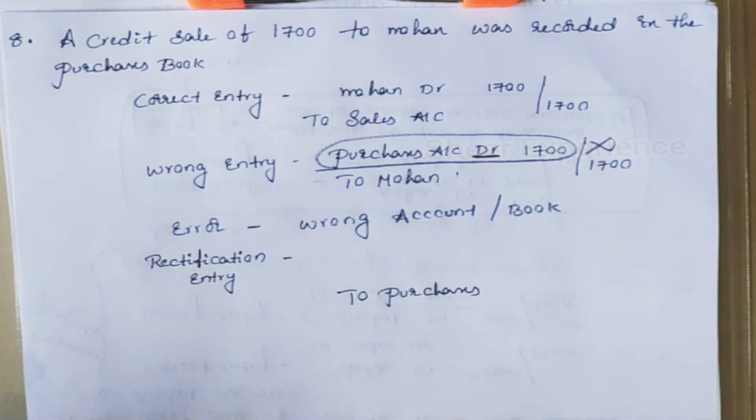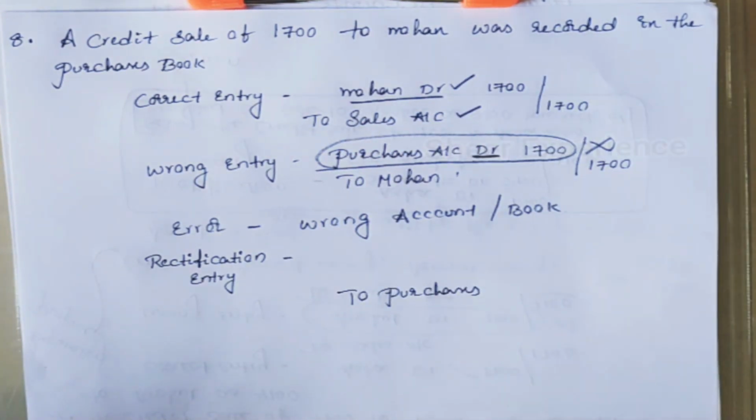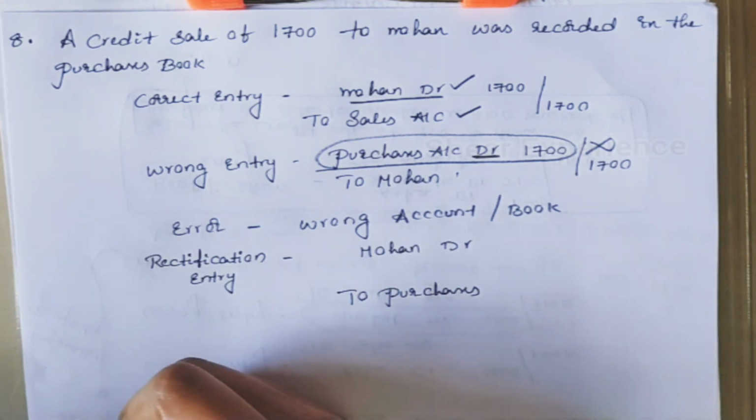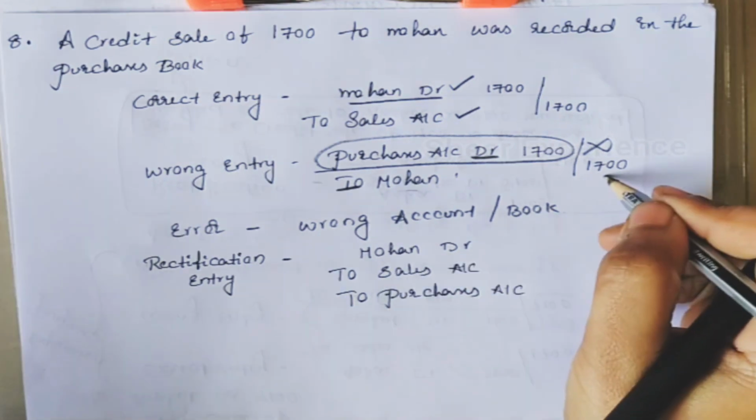The correct accounts are Mohan and sales account. Mohan is already credited in the wrong entry. To rectify this, we need to debit Mohan. And sales account is the correct account and it should be credited.